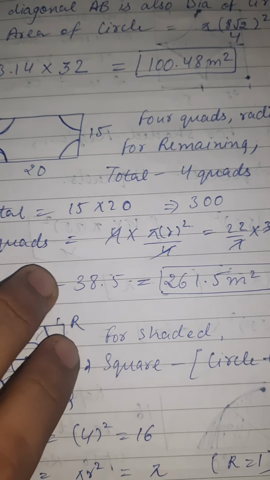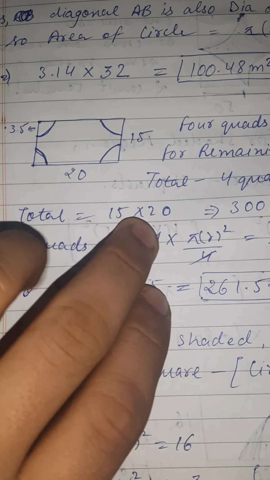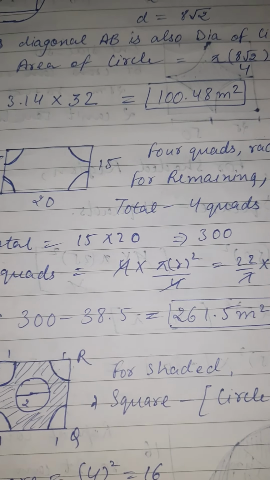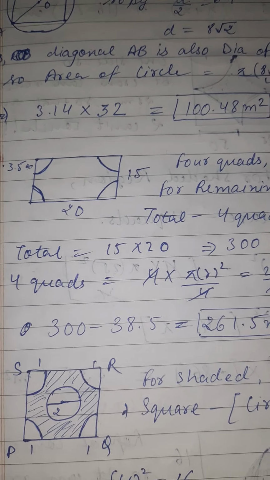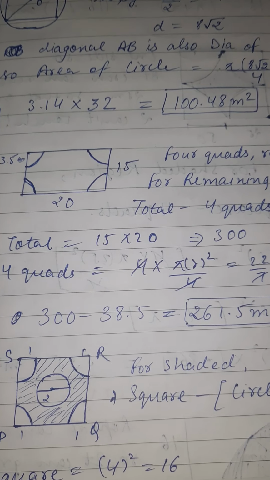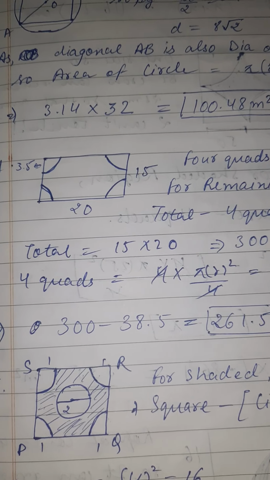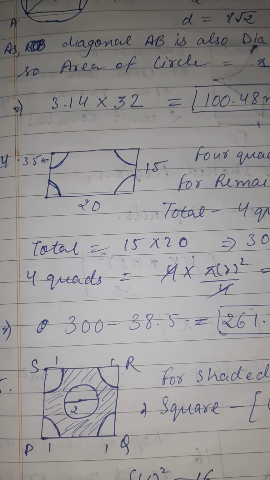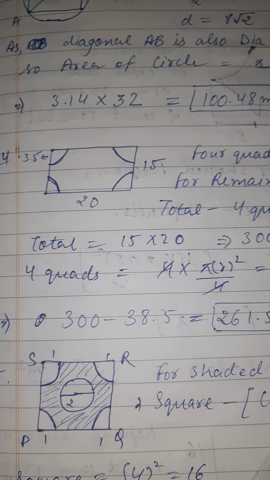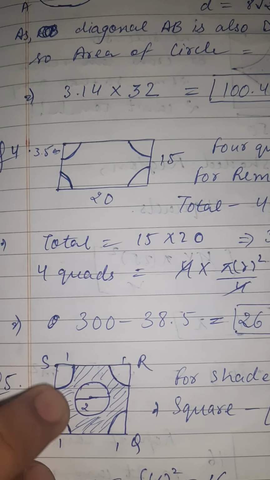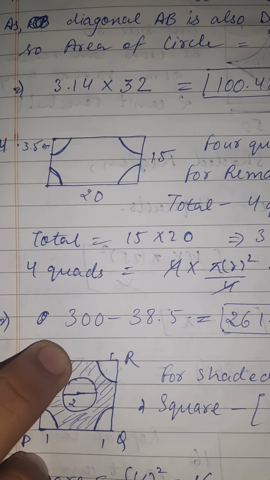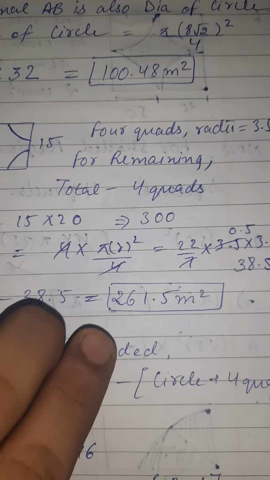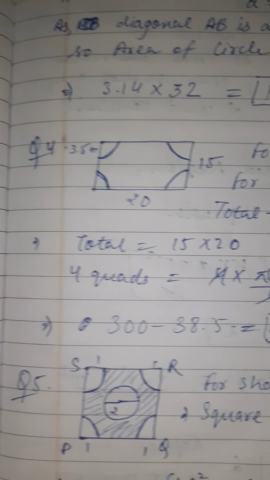So for the remaining area, we can clearly see that we need to subtract the area of four quadrants from the total rectangular area. As we all know, a quadrant is 1/4 of a circle, so four quadrants constitute a circle, and the radius we are also provided with, which is 3.5. So basically we need to subtract the area of one circle of radius 3.5 meters from a rectangle of dimensions 20 by 15. So the area of the rectangle will be 20 into 15, which is 300, and the area of that circle with radius 3.5 will be 38.5. So the remaining area will come out to be 261.5 meters square.